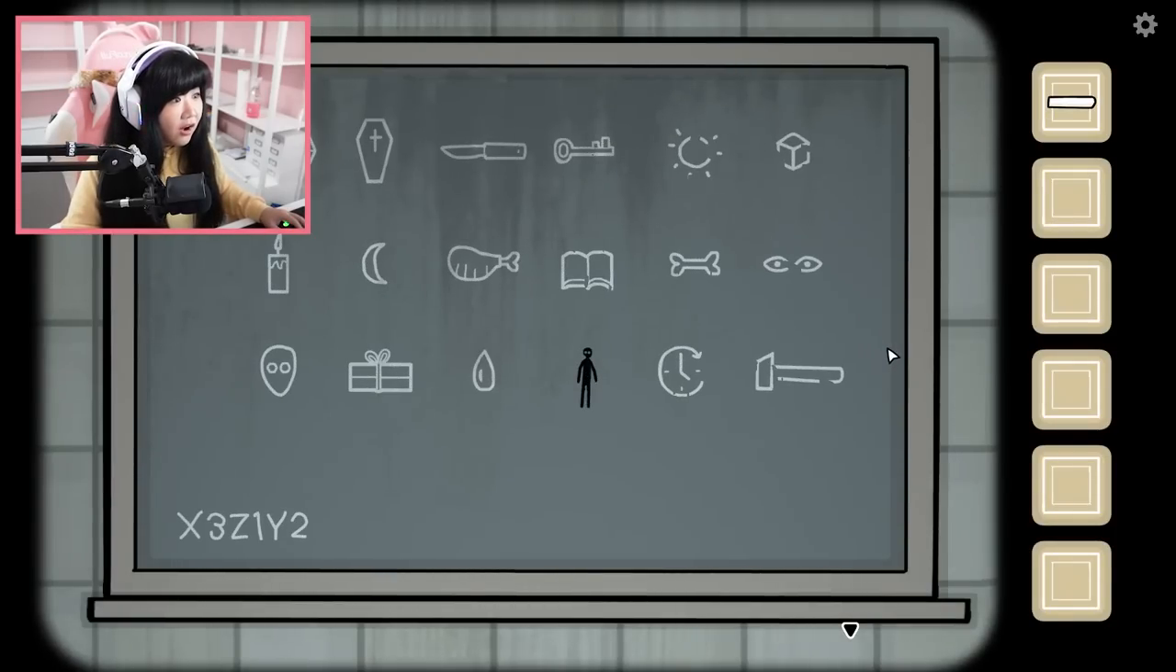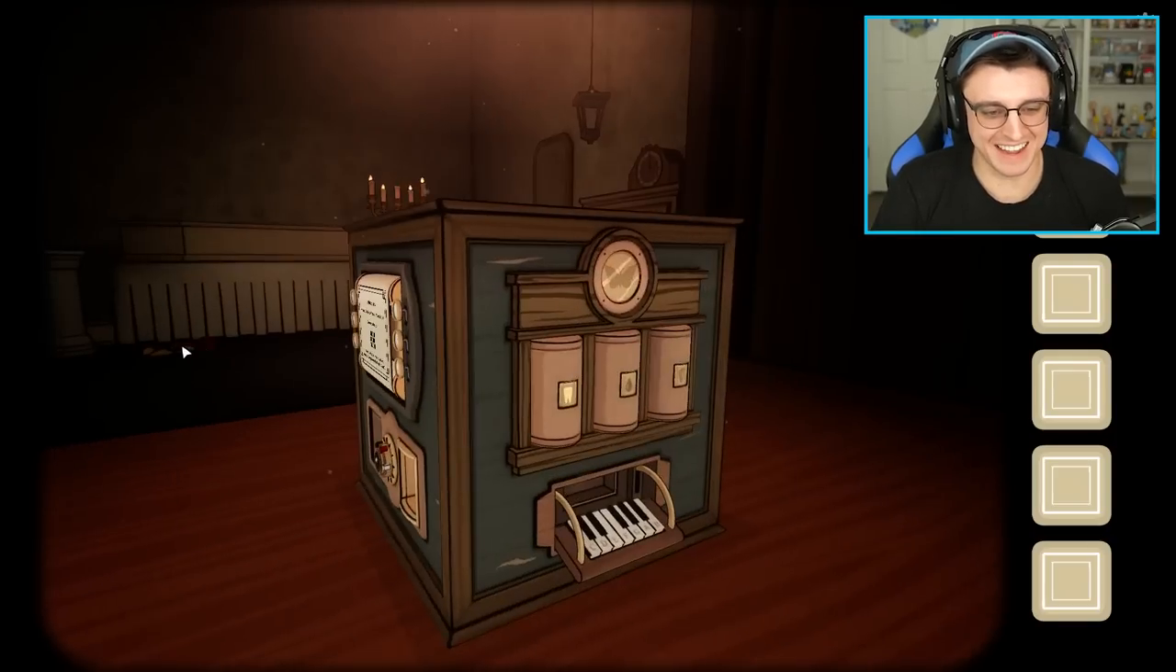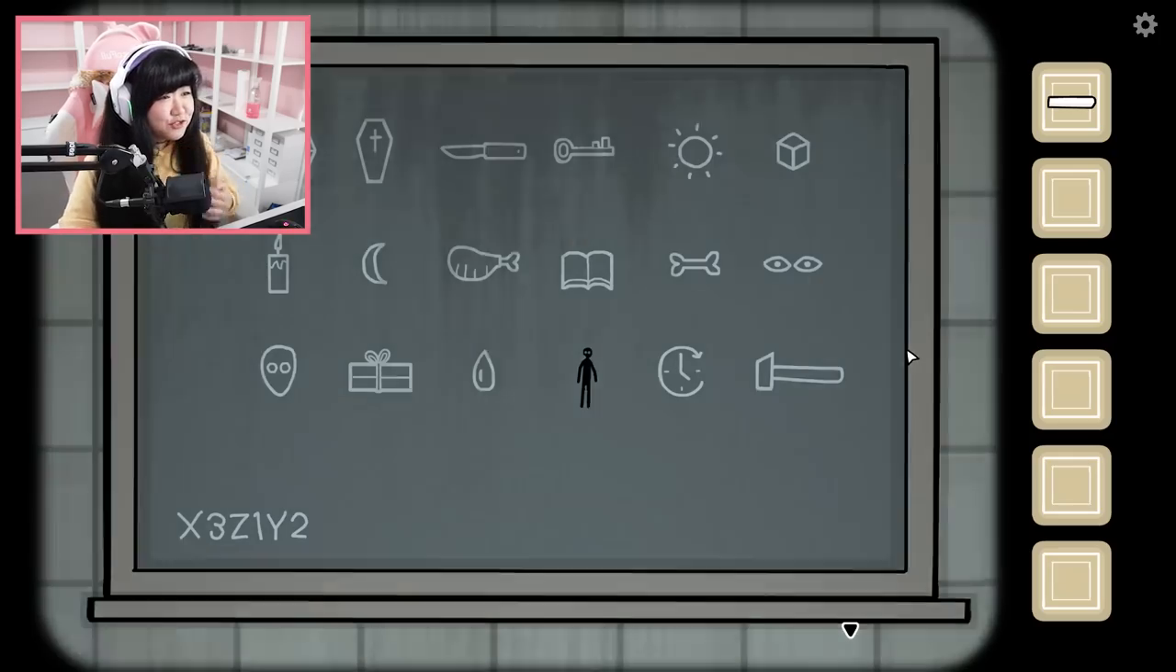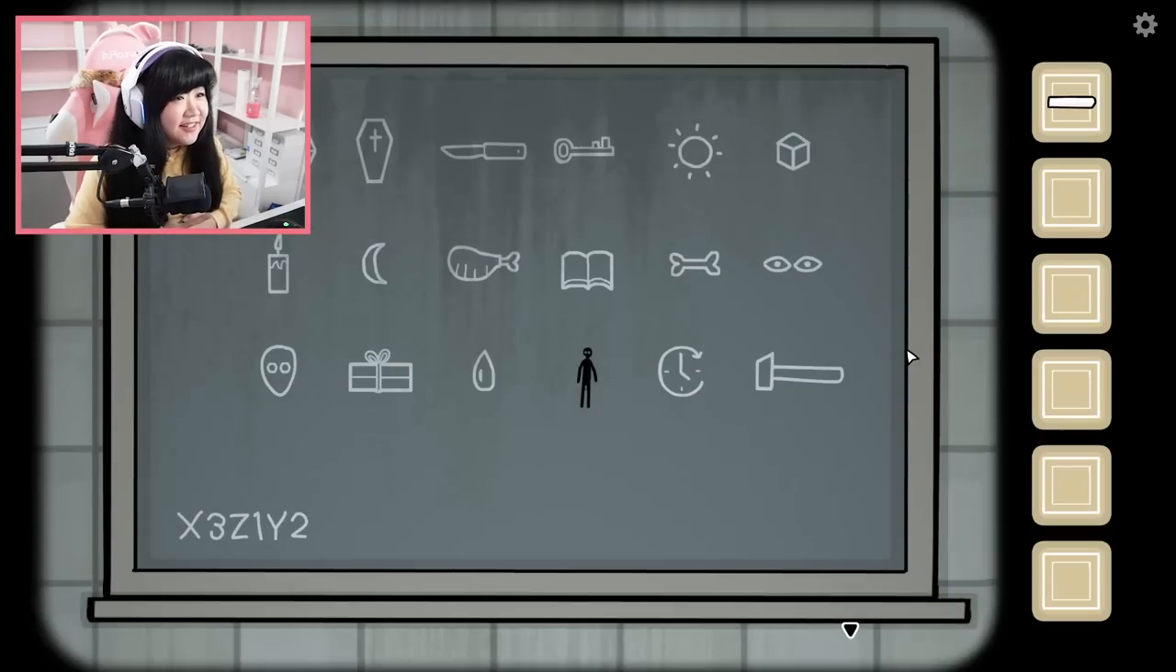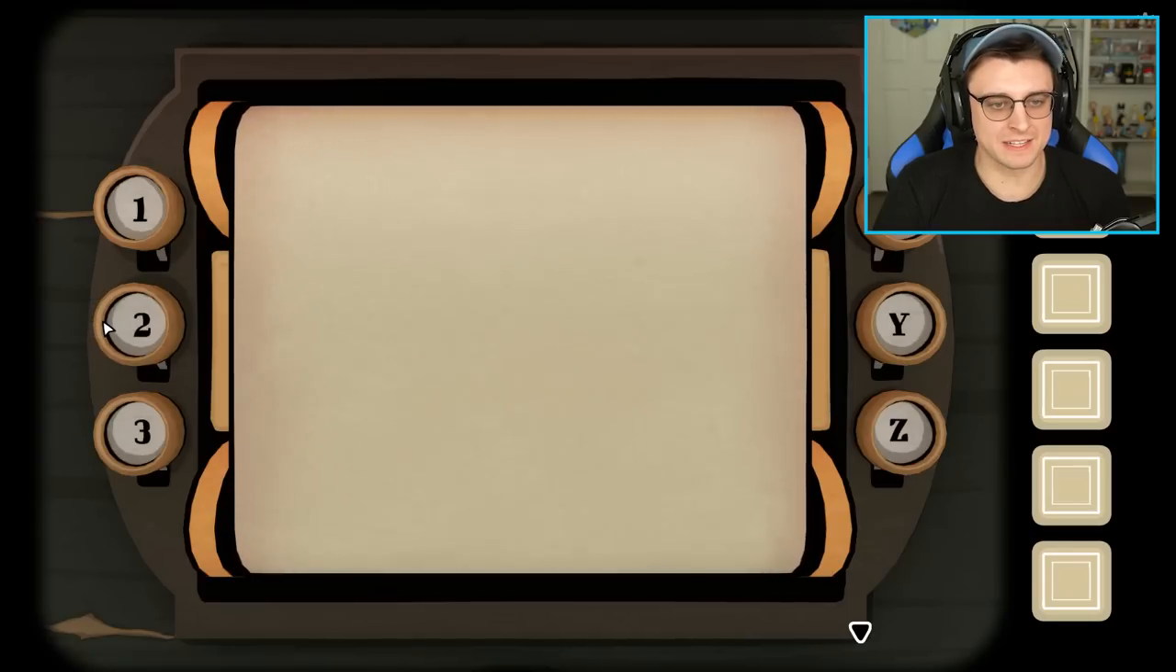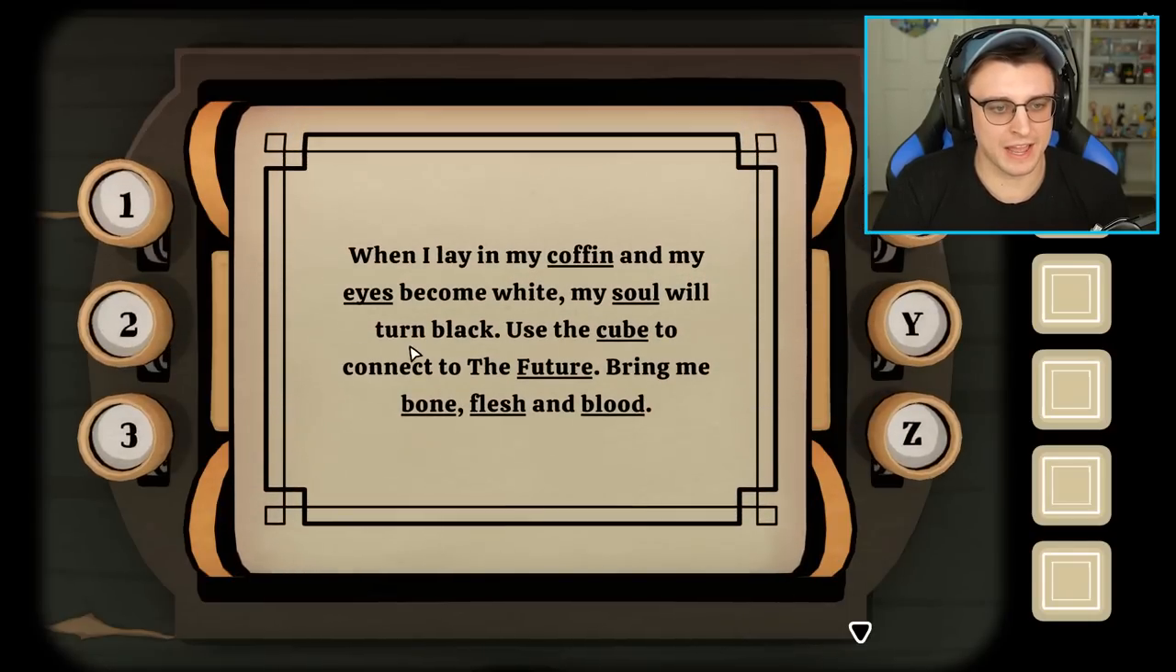Oh! I am an artiste! Okay, what are you doing? I can't see. I drew a whole bunch of emojis. And then I have a code if you need it. What is the code? X3Z1Y2.